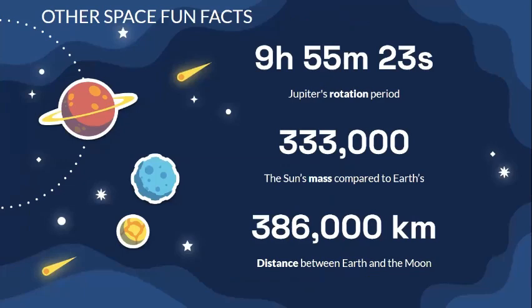So we're coming to the end pretty soon. I would just like to share three more fun facts that you guys might be interested in. Jupiter's rotation period is literally 9 hours, 55 minutes, and 22 seconds. The sun's mass compared to the Earth is 333,000 times more than the Earth. And the distance between Earth and the Moon is 386,000 kilometers. Oh my god, that's hilarious.